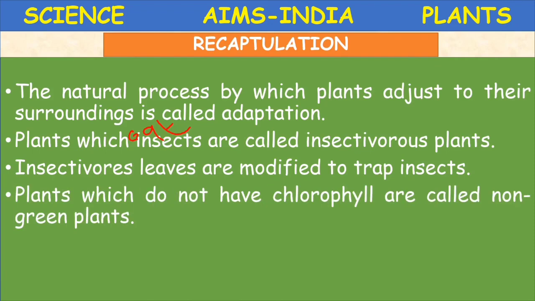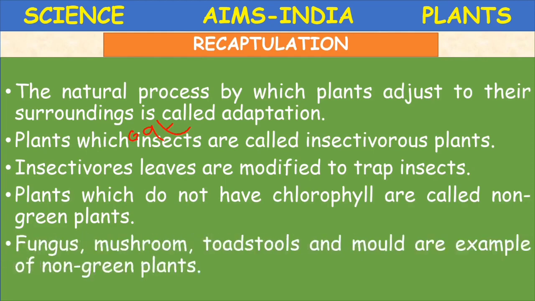Plants which do not have chlorophyll are called non-green plants. Clear children? So plants which do not have chlorophyll are called non-green plants. Okay. Fungus, mushroom, toadstools and mold are examples of non-green plants. So these are some examples of non-green plants. So this is what we have learned in our previous class children.